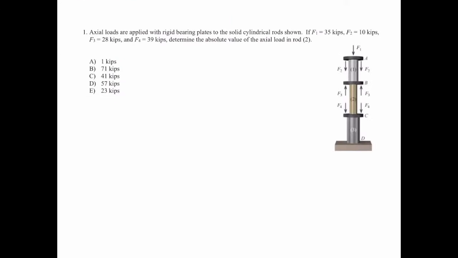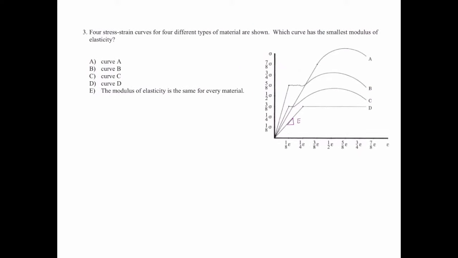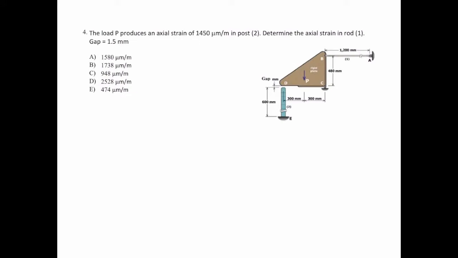So here, question number 1 looks for axial force in element number 2. That's pretty much easy. That's one thing that I probably start with. Here it asks for stress in element number 2. Looks easy. Here it asks which one has the highest modulus of elasticity. You may answer that by just reading the question. So easy. Here it asks for determining the strain in one post if we have strain in the other elements.